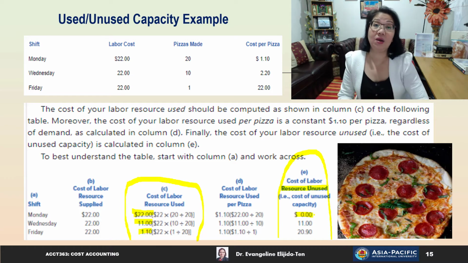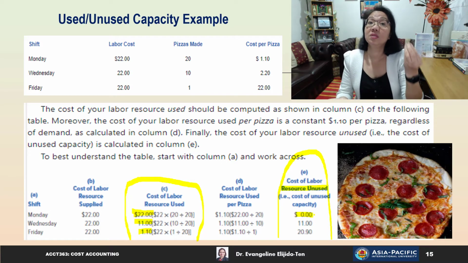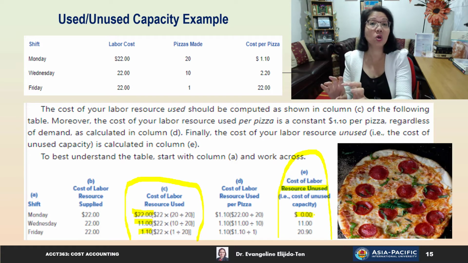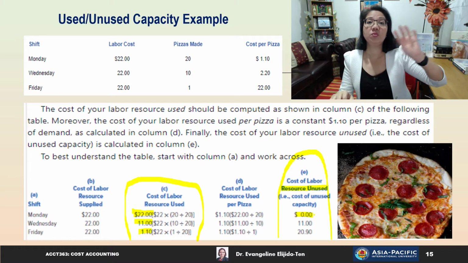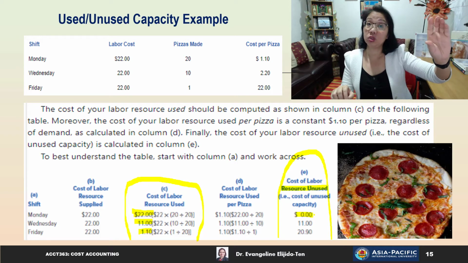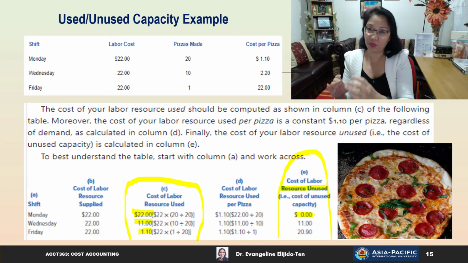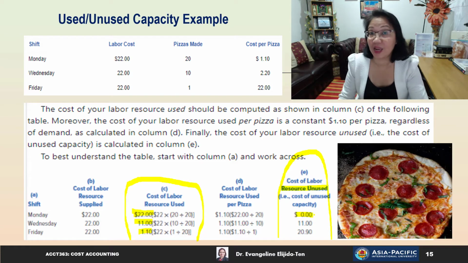On Friday, on the other hand, our worst day of the week, we have resource supplied of $22, but the resource used was only $1.10. So the cost of resource unused is $20.90. The difference between the resource supplied of 22 minus the resource used of 1.10 equals the resource unused of $20.90.